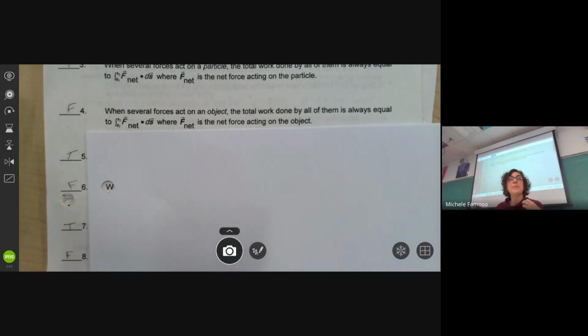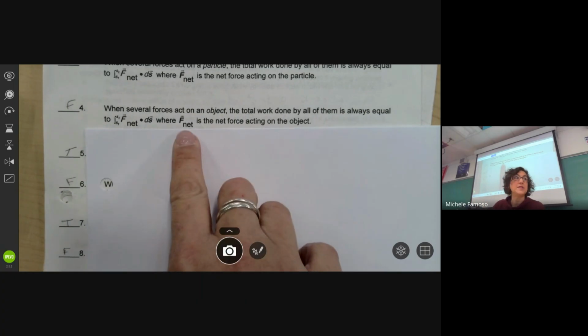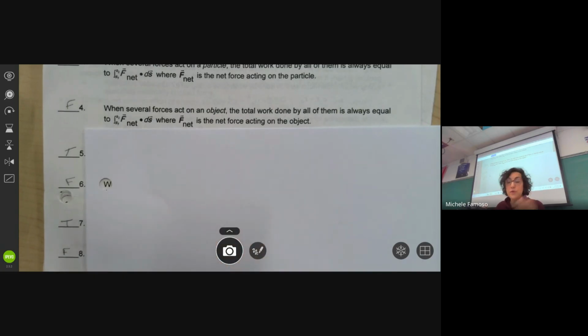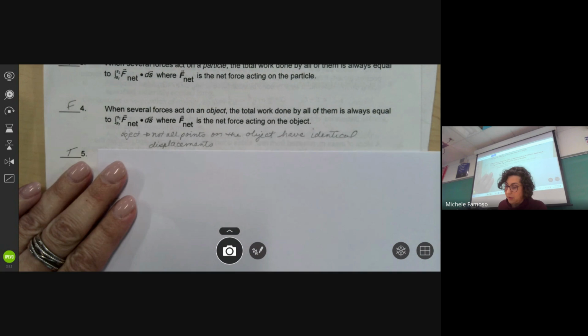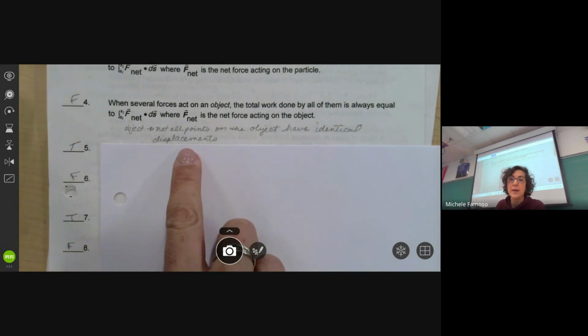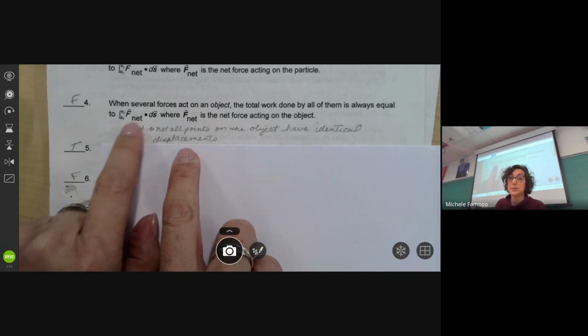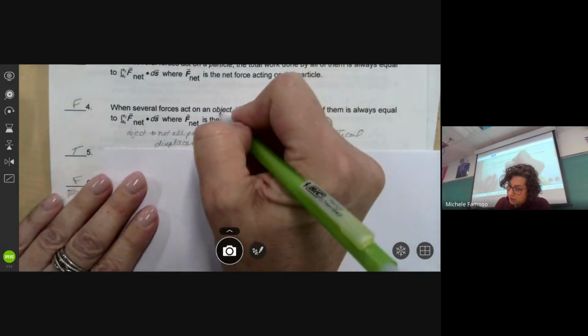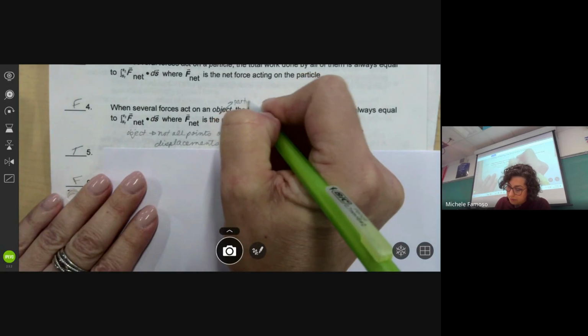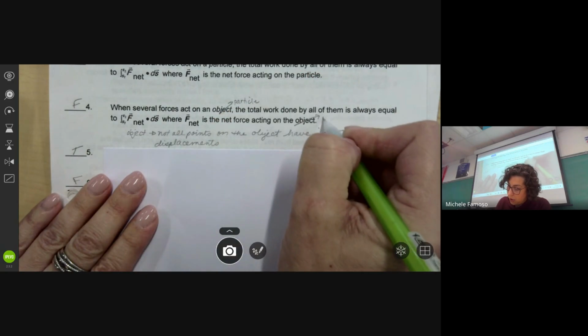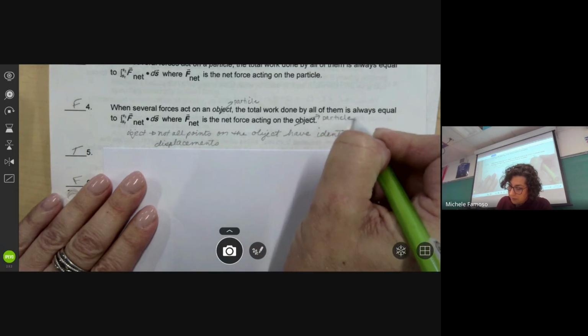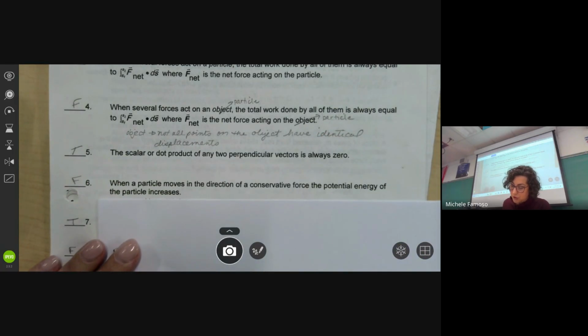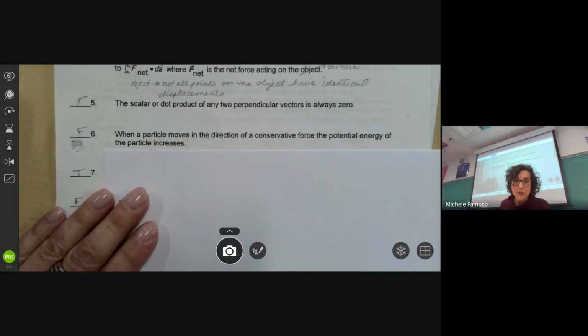Okay, because when you have an object, not all parts of the object have to have the same F net. They can be moving differently. All right, so the issue is that not all points on an object have identical displacements, and that's why we would have a problem. This is only true if it's a particle. So to change this, we should really just say particle here and a particle here. Okay, number 5 was true, I'm skipping it. Let's go to 6.